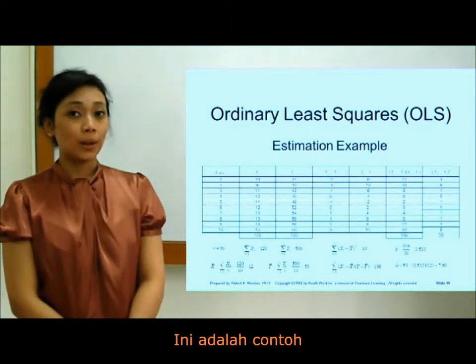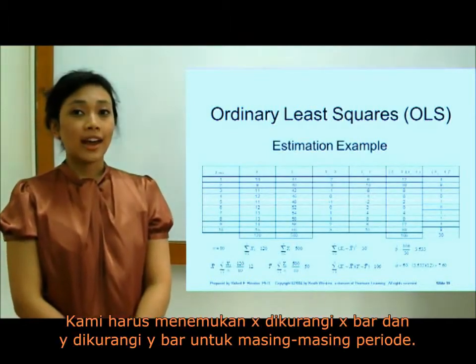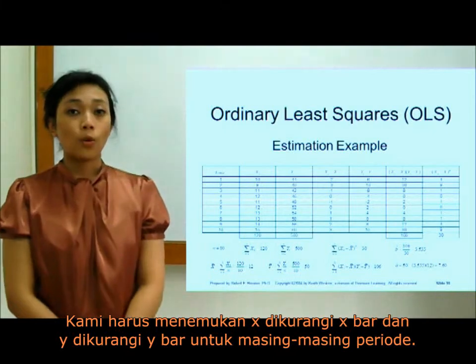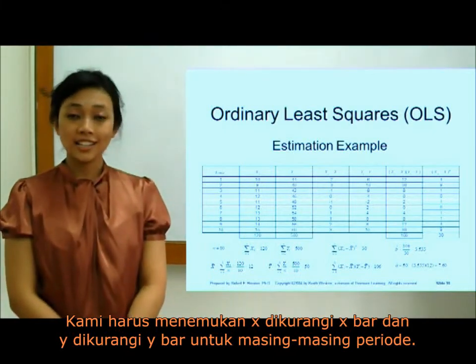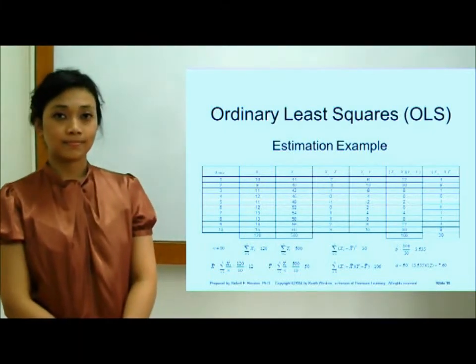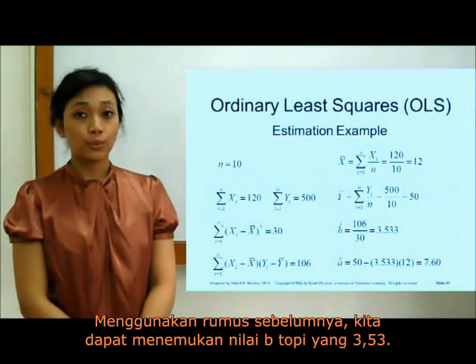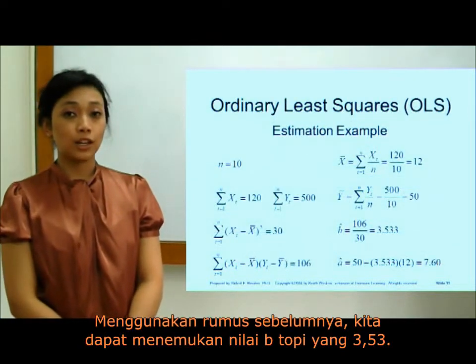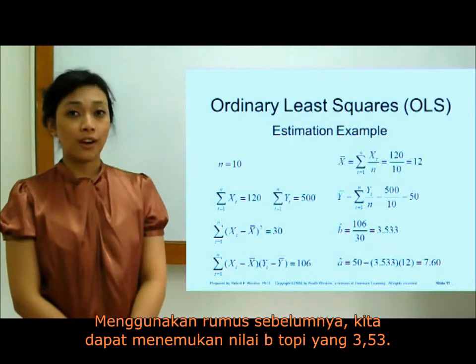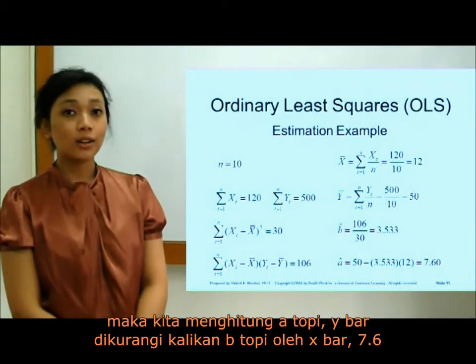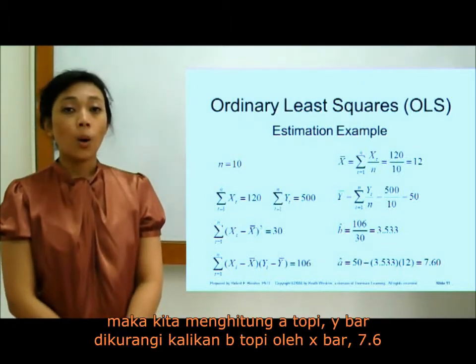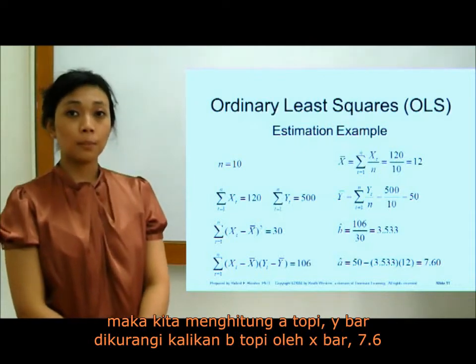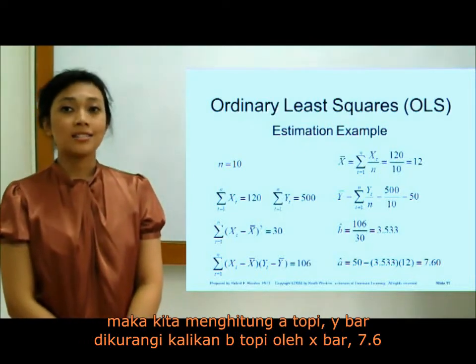This is the example. We have to find X minus X bar and Y minus Y bar for each period. Using the previous formula, we can find the B hat value, which is 3.53. Then, we can calculate A hat: Y bar minus B hat multiplied by X bar, which is 7.6.